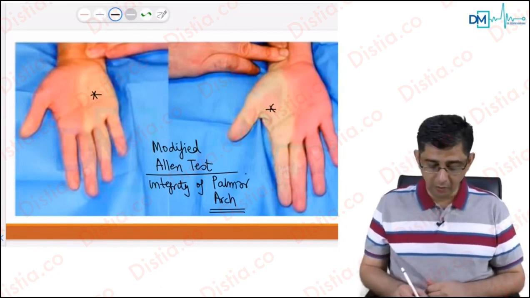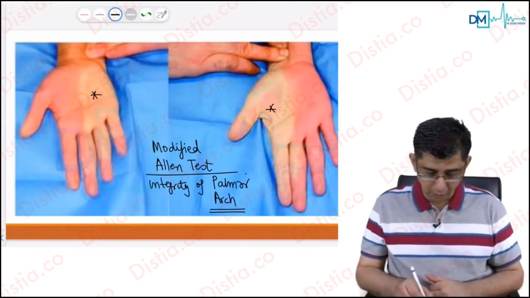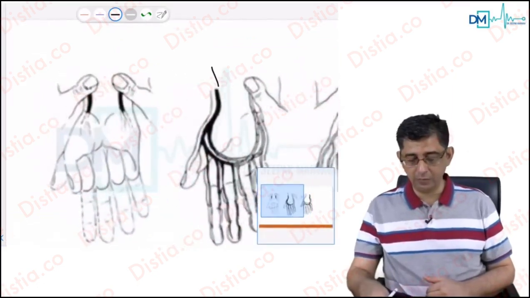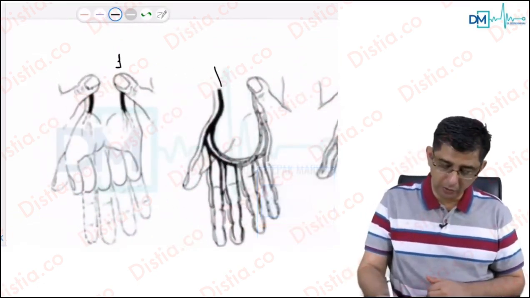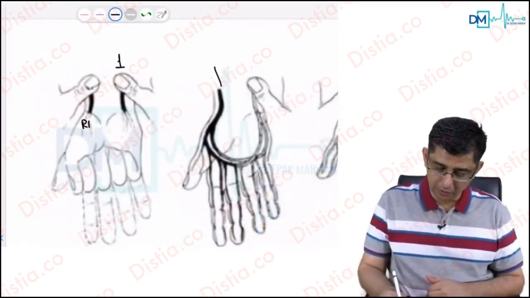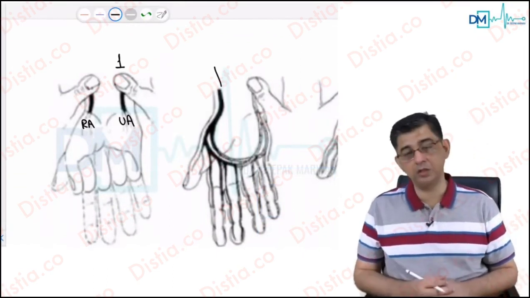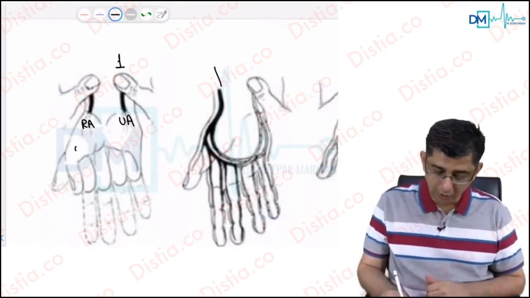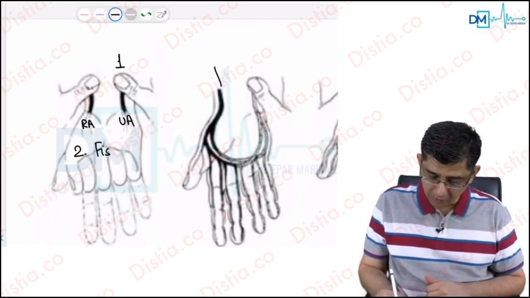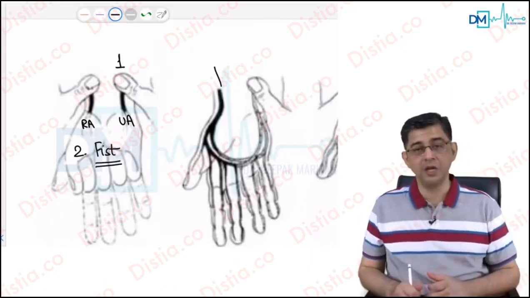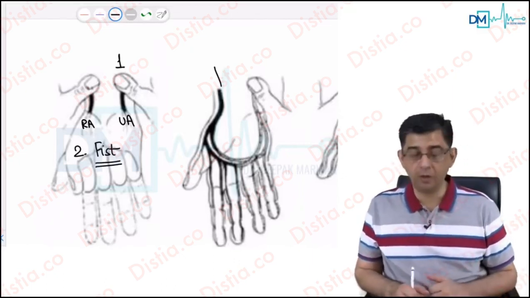For performance of the modified Allen's test, first you will simultaneously obliterate the radial and the ulnar artery of the patient. This is the radial, this is the ulnar artery. You'll simultaneously obliterate them. Then you will ask the patient to make a fist. So step 1 is obliterate both the arteries. Step 2 is obviously make the patient form a fist.